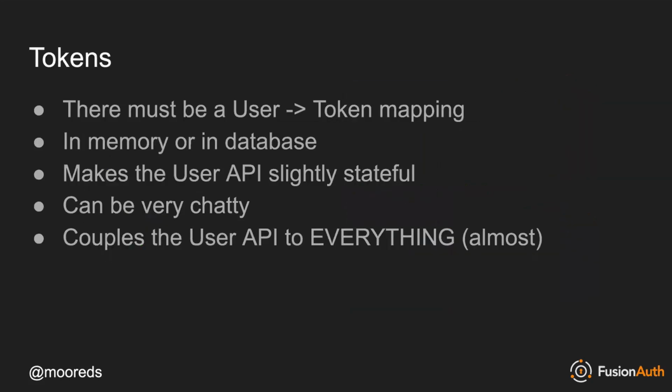It does have some downsides. You have to maintain this user token mapping. So you have to find some place to put it. It can be very chatty, because anytime any API gets that opaque token, it needs to talk to the user API. And that's one of the biggest issues, is it couples the user API to pretty much everything. Any API that wants to deal with any kind of user data has to talk to the user API, which means you have to scale the user API. If the user API is unavailable, that's problematic, because the whole app basically falls down.